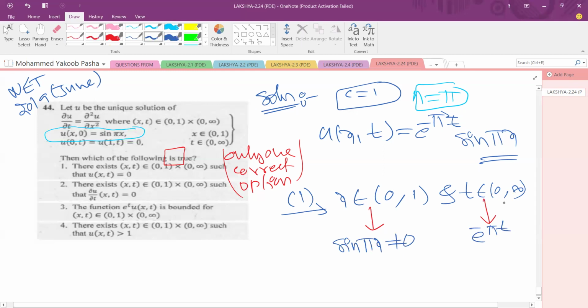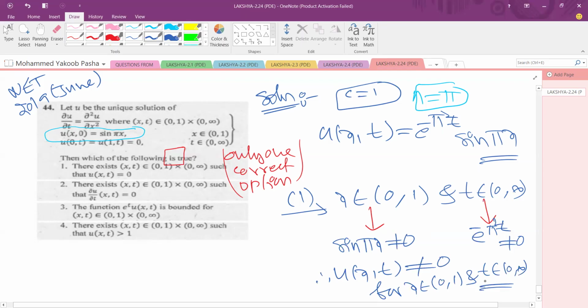Sin pi x is not equal to 0 in this interval, and e power minus pi squared t is also not equal to 0. So what about my U of x comma t? U of x comma t is not equal to 0 for x belongs to 0 comma 1 and t belongs to 0 comma infinity. Okay, this is the answer.